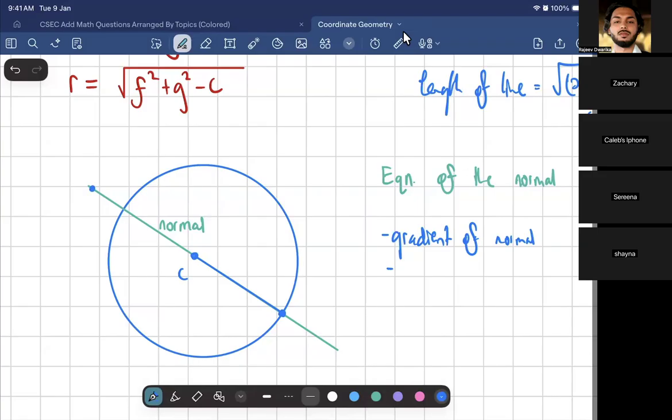But we typically need to use the center point, and they expect you to know how to find that. The center is given by what again? Minus f, minus g. Perfect. So you should be able to find that. To find the gradient of the normal, typically you use the center and another point. But the point is you need to use 2 points on the normal.